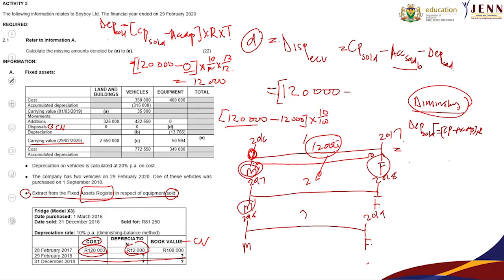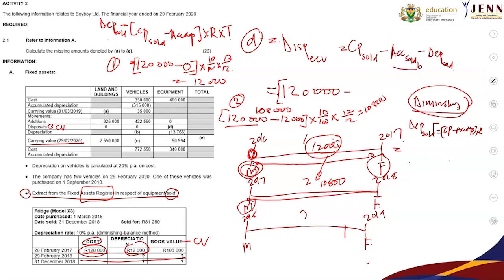10 over 100. Remember, this year we have not sold this equipment. It lasted us the entire year. Hence, we are going to have again 12 over 12. Then we are saying, what is our book value? 120 minus 12,000, it is how much? 108,000. 108,000 multiplied by 10 over 100 multiplied by 12 over 12 will give us the second year depreciation. This is the first year. This is the second year. How much is it? Then it will give us 10,800.